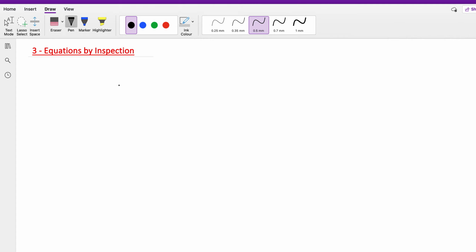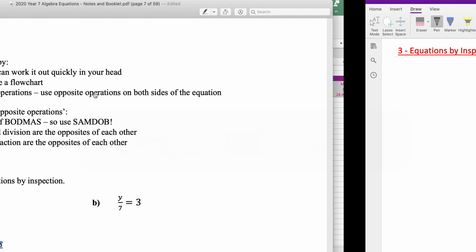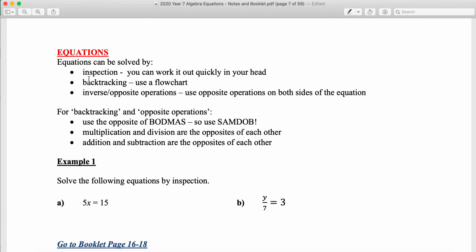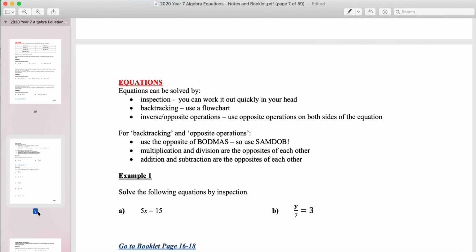Okay, girls, let's do our topic of equations by inspection. So if you go into your notes, page 5, I'm just going to show you very quickly. I'm on page 5 of your booklet of notes.